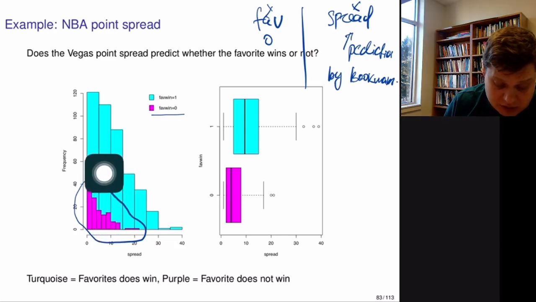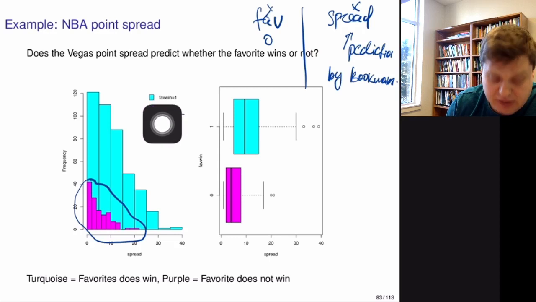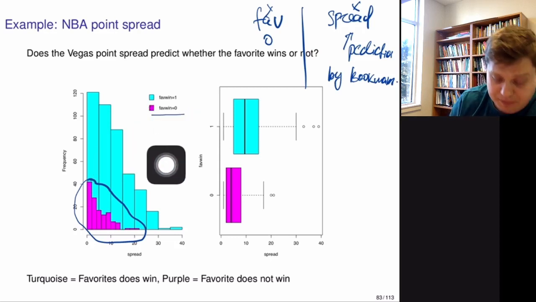So bookies were much more confident. In those situations, it looks like this confidence was well justified. In fact, their predictions were correct in most of the cases.